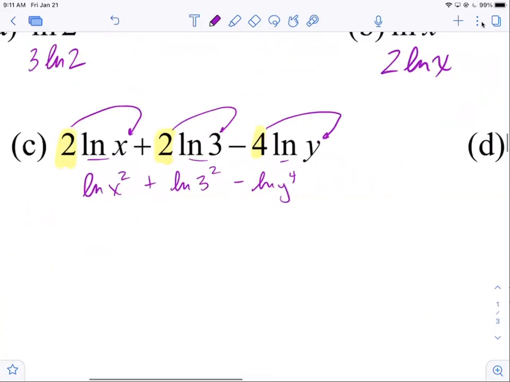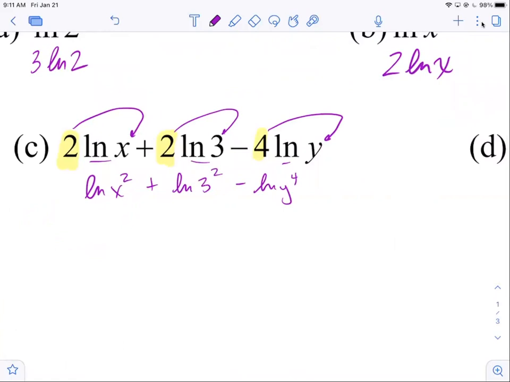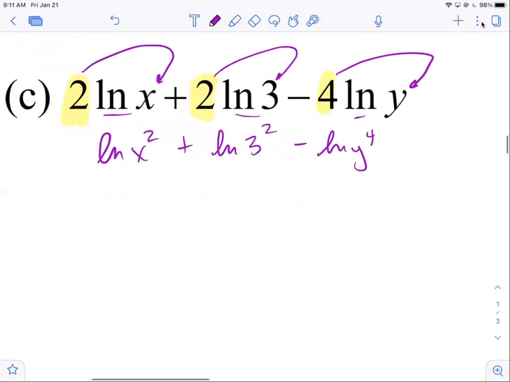Now, notice what I did here. I didn't bring up the -4, did I? I left the negative there and only brought up the 4. It's a lot easier. I could bring up the -4 and call it y to the -4th, but then that's going to be like 1 over y to the 4th. So it's easier if you just leave the negative in place.